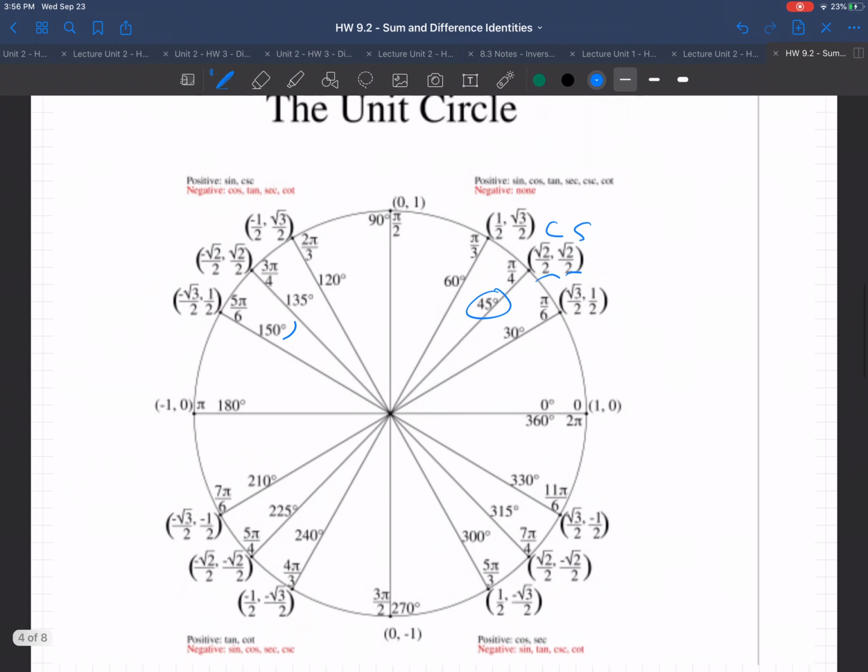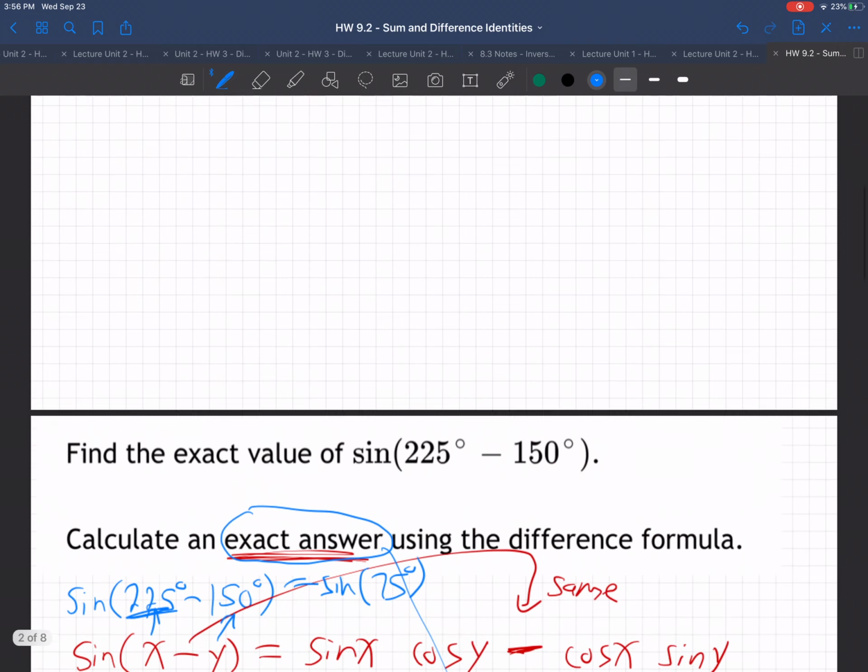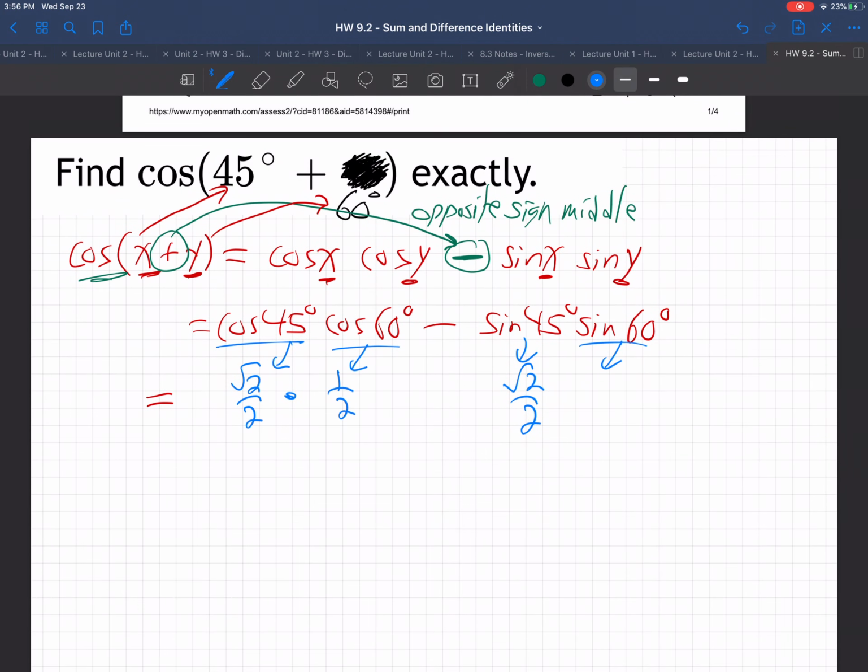Let's go to 60 degrees right here. Cosine's a half, sine's root 3 over 2.